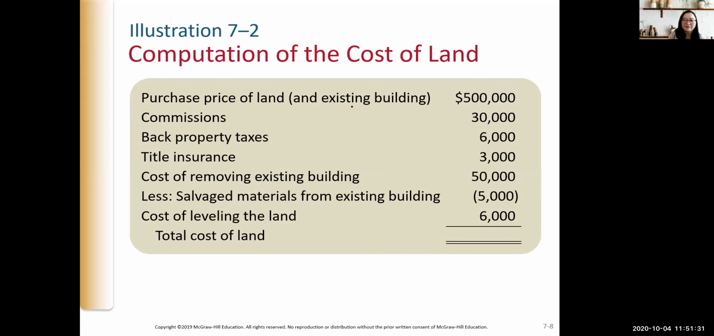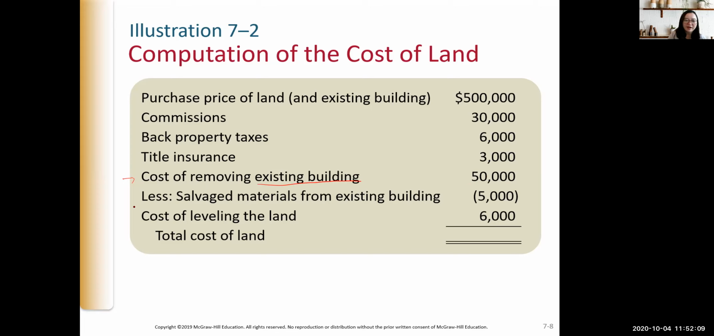For example, you paid $500,000 including the existing buildings for a piece of land. And then you paid the real estate commission of $30,000, and you paid the property tax associated with that land of $6,000. And the title, you want to insure the title, and therefore you pay $3,000 of insurance on the title. However, the land you intended to use for farming purposes, therefore you wanted to remove the existing buildings. And removing the existing buildings cost you $50,000. That is also added to the cost of land.